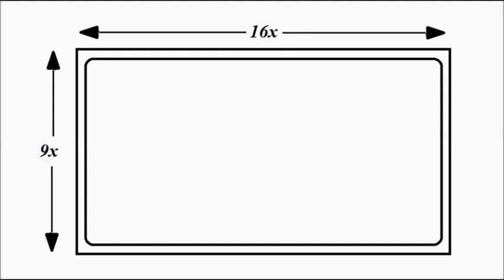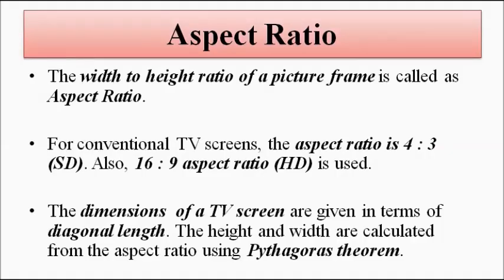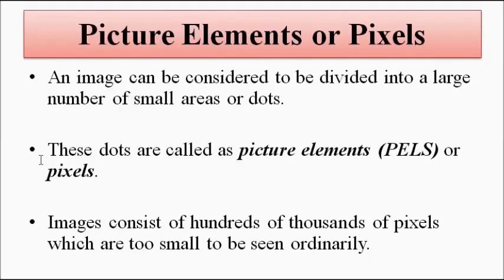Now we have discussed the image frame, picture frame, and aspect ratio. Another important thing is picture elements, or pixels. In the video on TV transmission and reception, we have already discussed scanning, how the electron beam scans whatever image is formed and divides it into small picture elements.